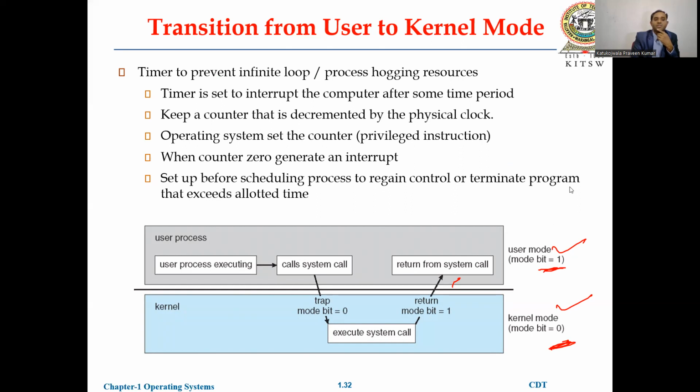Generally, a user process is executing, and when you call a system call, it will enter into kernel mode. Immediately the mode bit will become 0 and it will execute that system call. Then the mode bit will become 1 and return to your user process. This is what happens when you transition from user mode to kernel mode.